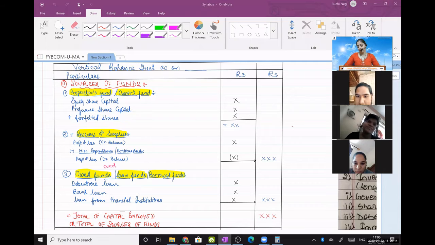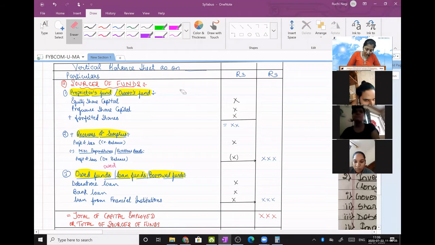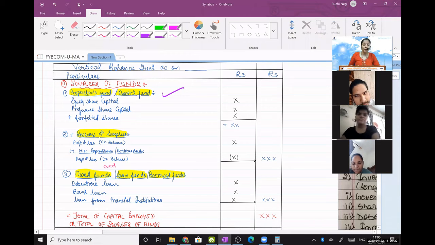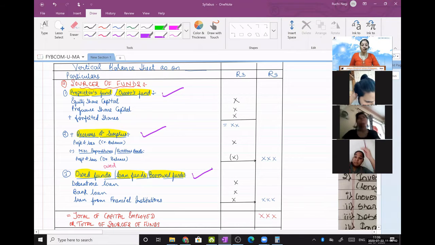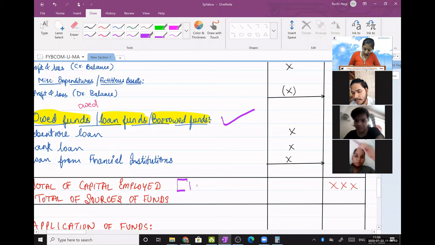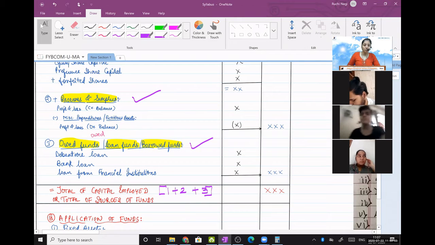Sources of funds, that is from where money comes in, collecting funds. So it is through equity share capital, preference share capital, that is by issue of shares. See this part. Then reserves and surplus, second category. And third, loan funds, borrowed funds. Okay. Then how do you get this total capital employed? Right here. 1 plus 2 plus 3. You know, 1 plus 2 plus 3.